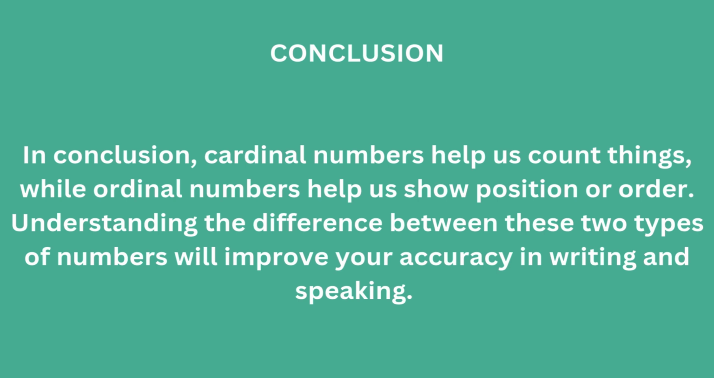Understanding the difference between these two types of numbers will improve your accuracy in writing and speaking. For example, I have 5 books, that is a cardinal number. This is my second attempt, that is an ordinal number.